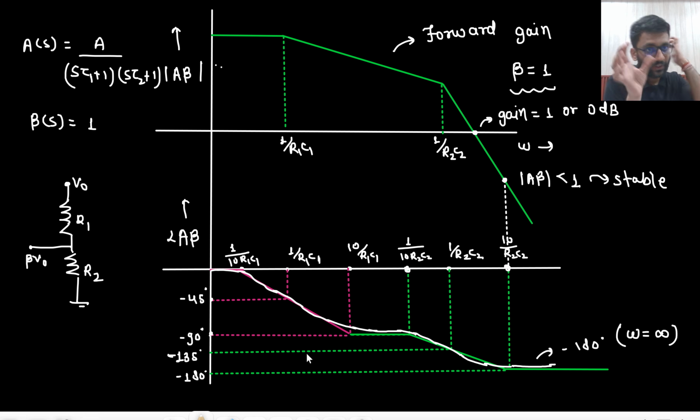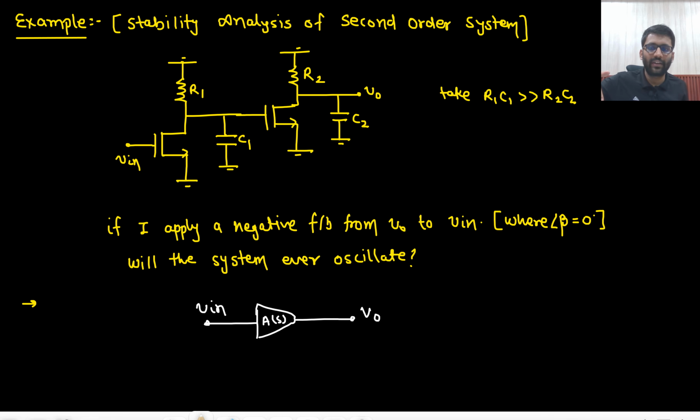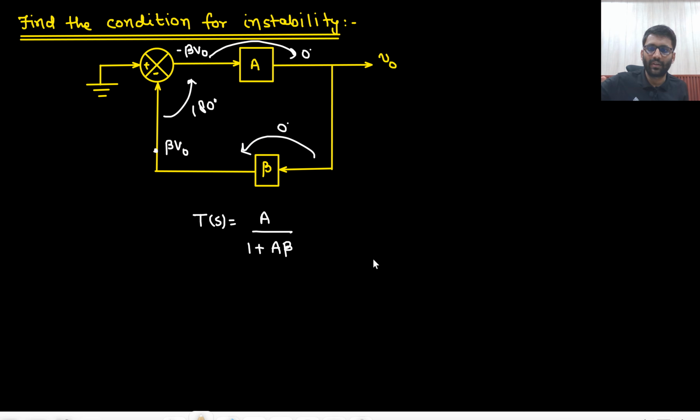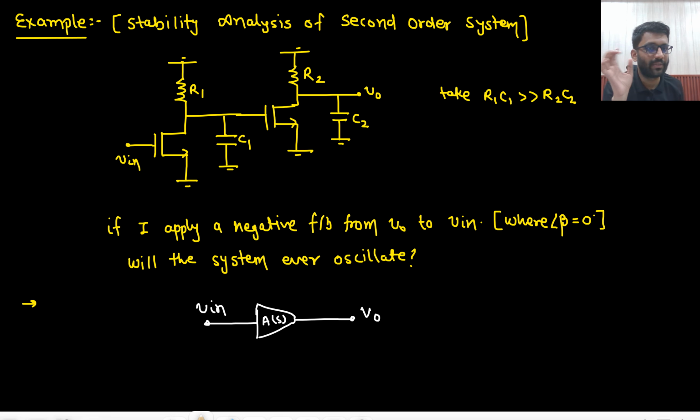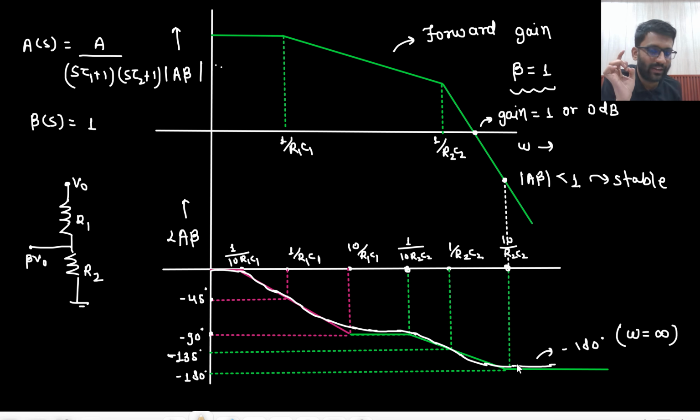First you will say that, sir, if this is a negative feedback system, that means I will already get 180 degree phase shift. From here I will already get 180 degree phase shift, and if my loop gain is providing me another 180 degree phase shift, that means my total phase shift will be 360 degree. So at this particular point my total phase shift is 360 degree around the complete loop.